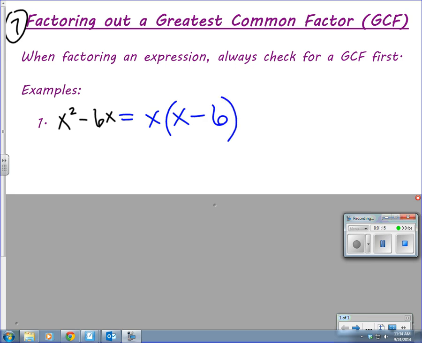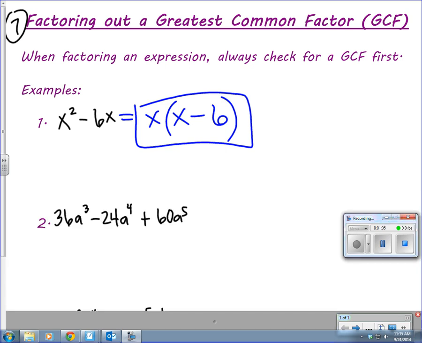And that's all you need to do on that one. Okay, is factor out the greatest common factor. And why that's correct, because if you were to multiply the x through, what would we get? X squared minus 6x, which is the original problem. Okay, let's go number 2.